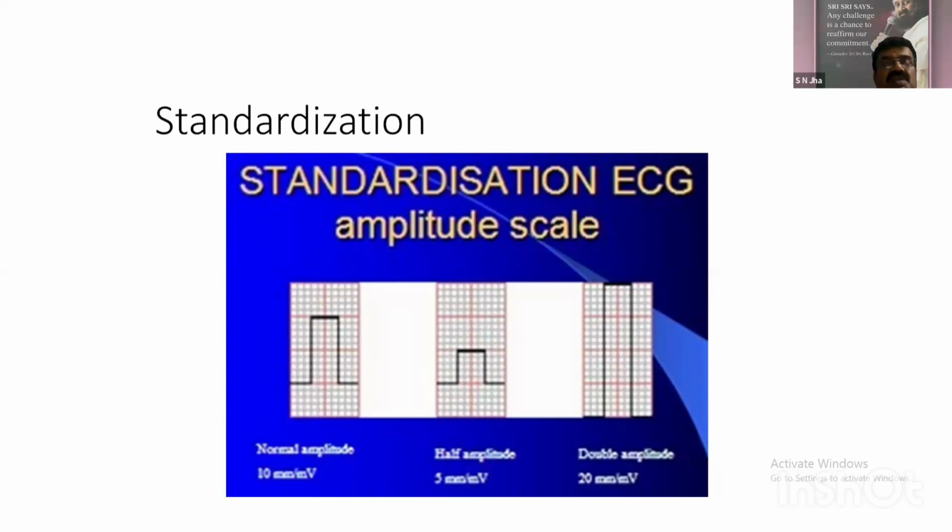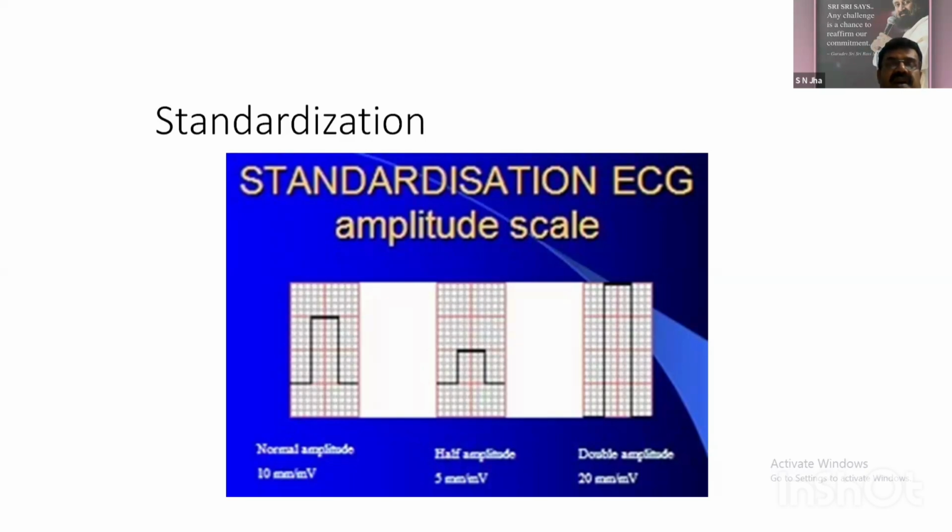ECG paper has small squares and big squares. You can see there are some red big squares and some small squares. Every big square has 5 small squares, so 5 and 5, 10. So the normal amplitude, or standardization, is 10 millimeters, or 1 millivolt. The y-axis we call millivolt. So half amplitude is 5 and double amplitude is 20.